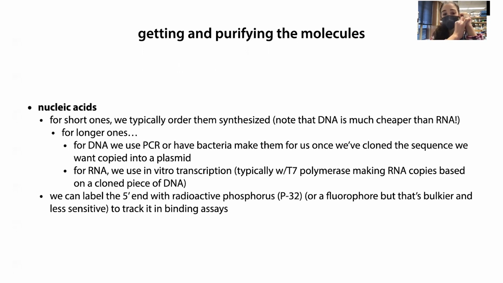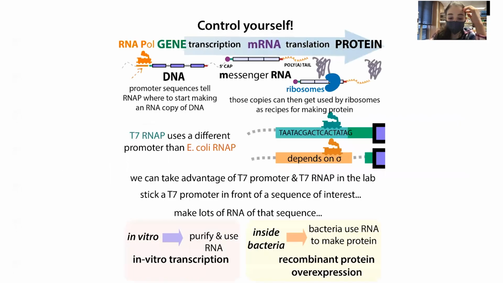For RNA, we use in vitro transcription. In this case, we're going to start with the DNA, and then we're going to use a DNA-dependent RNA polymerase. Usually we use T7 RNA polymerase, from the T7 phage. We put the T7 promoter in front of the sequence, and we get lots of RNA of this sequence made. We can do it in vitro, outside of the actual bacteria, and then we just purify it and use it. This in vitro transcription is a super useful strategy, and it's what is used to make mRNA vaccines.